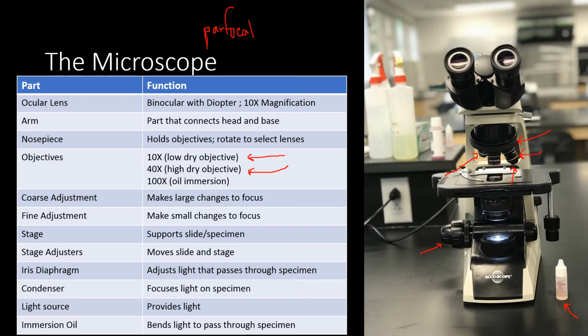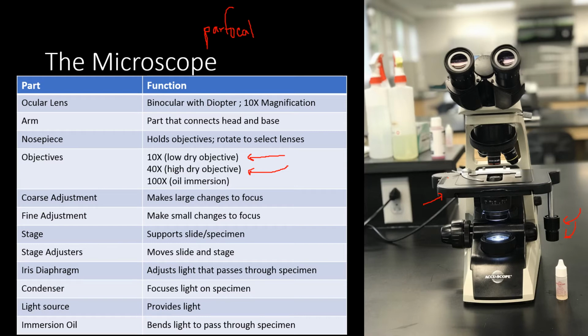Next is the stage. And I'm sure you know the stage is just a platform that we use to support the slide or the specimen that we're looking at. So that's this platform here. We have two knobs that for our purposes, we'll just call stage adjusters. What they do is they move the stage left and right and forwards and backwards. Well, actually they move the slide left and right, and then the stage forwards and backwards, so that you can look through the binoculars and see your specimen and then move it slowly without taking your eyes from the ocular lenses.